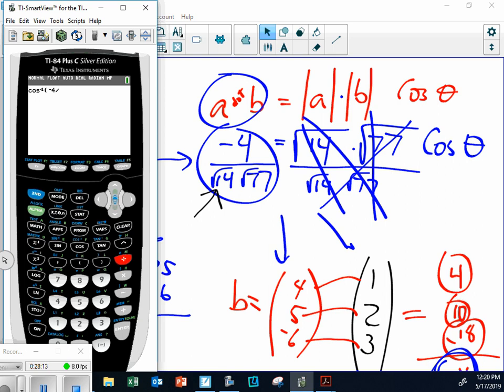Divided by, and just to be safe, whenever there's a couple things, I like to put parentheses. So I'm going to put parentheses, square root of 14. And then get out of those parentheses with an arrow and then say times the square root of 77. Get out of the parentheses and then put in an end parenthesis to end the whole thing. And then I'm going to hit enter. Cool, 1.69. Did I happen to have an angle of 1.69 degrees?